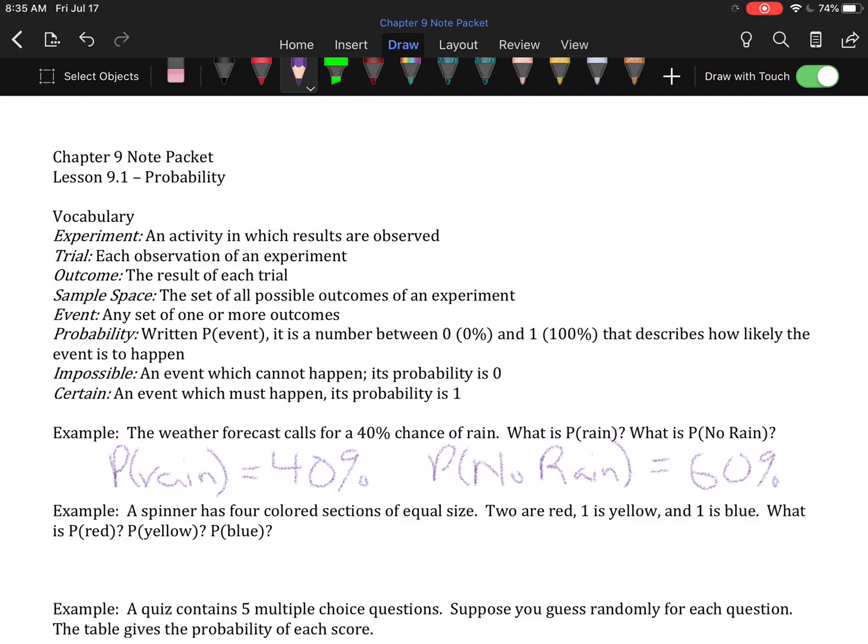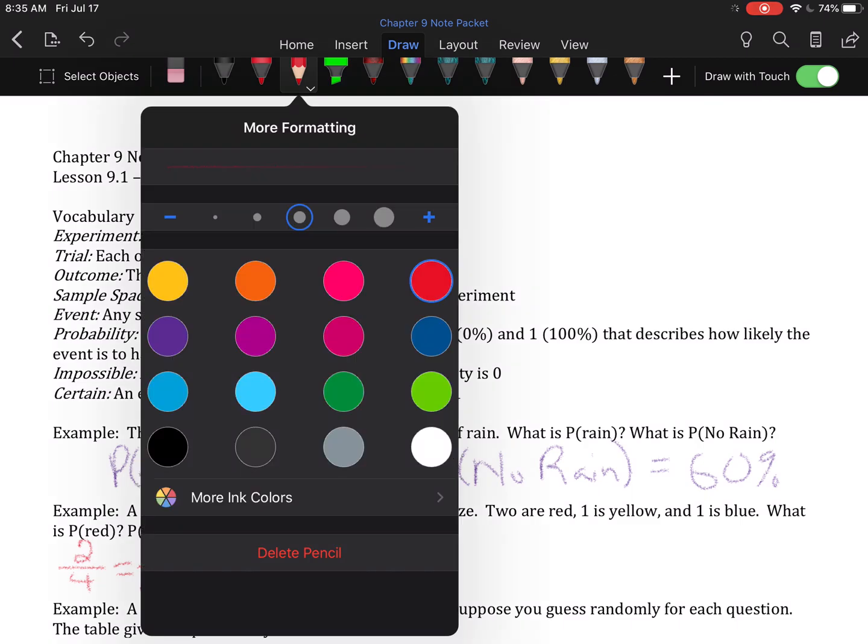A spinner has 4 colored sections of equal size. 2 of them are red, 1 of them is yellow, and 1 is blue. What is the probability of red, the probability of yellow, and the probability of blue? Well, the probability of red, there are 2 red sections and 4 total sections. So the probability of red is 1/2, which you could give as 50%. Again, equivalent forms, I don't care.